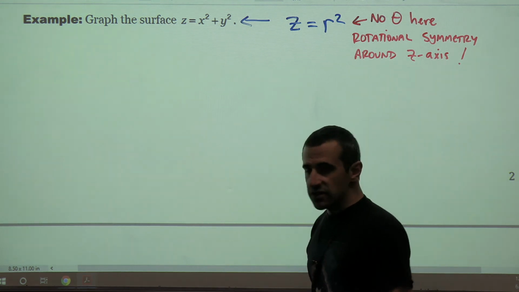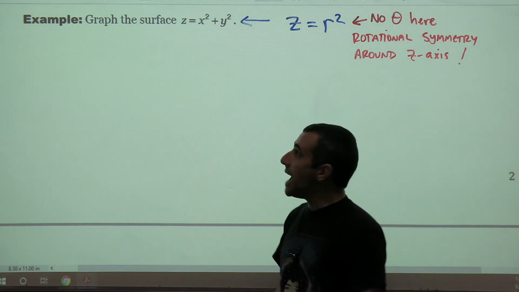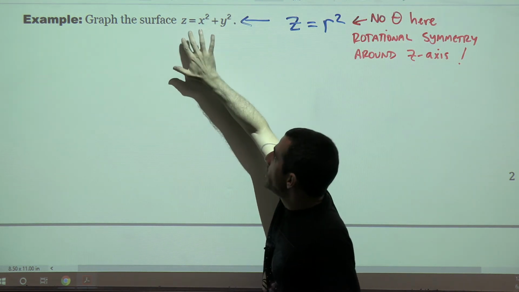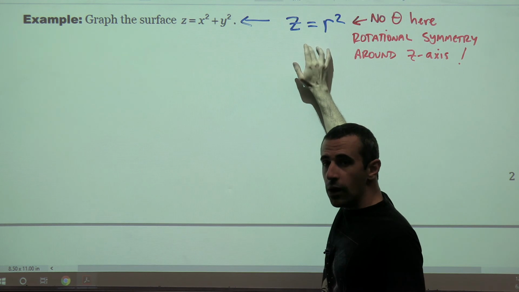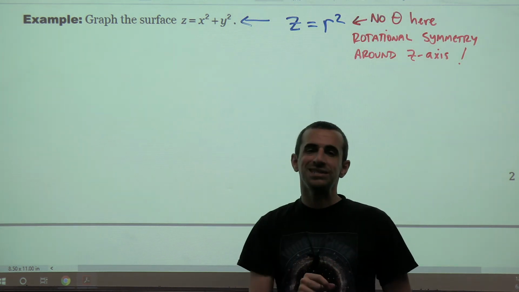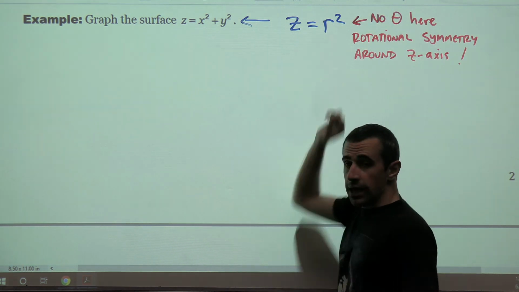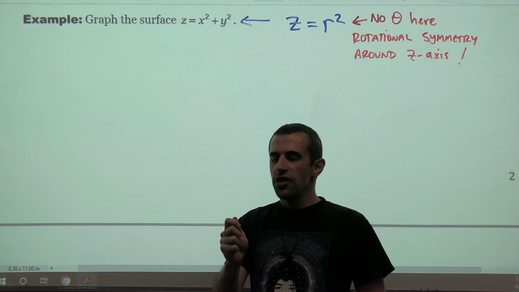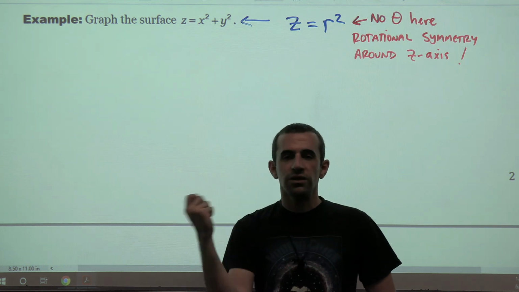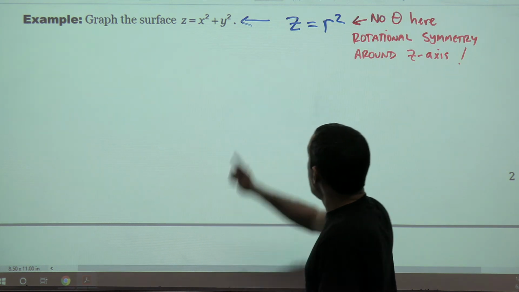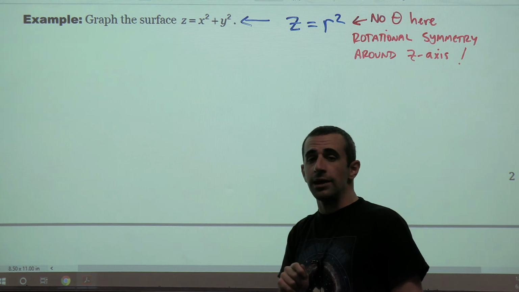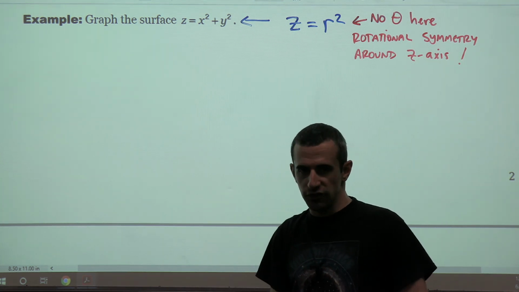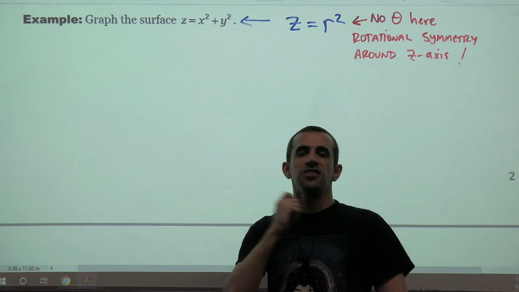So how do I graph the surface? The key here is that while the original Cartesian equation had all three variables, when you convert to cylindrical, now there's a missing variable. Theta is missing. So we can draw this thing in the RZ plane. And then what is the role of theta? Theta is the angle of rotation around the z-axis. So if we know what this looks like in the RZ plane, then we can rotate that and generate our entire surface. Rotating corresponds to varying the theta.